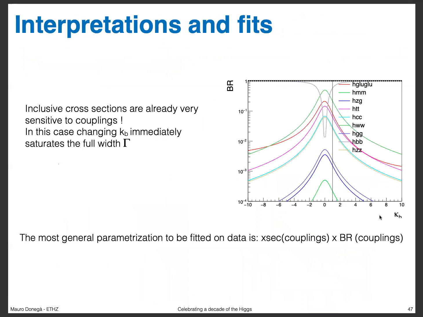When you do interpretation, you can use differential information, but the inclusive cross-sections are also very sensitive to couplings. For instance, here it shows you how the branching ratio changes as a function of kappa B. As soon as you move a tiny bit around kappa B, because of the large branching ratio to the B quarks, you see that it immediately saturates completely the width of the Higgs, so it becomes only BB. So this kind of inclusive cross-section already has, just on the inclusive side, a lot of discriminating power.